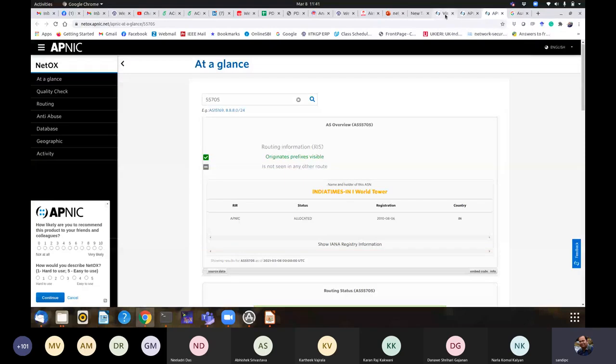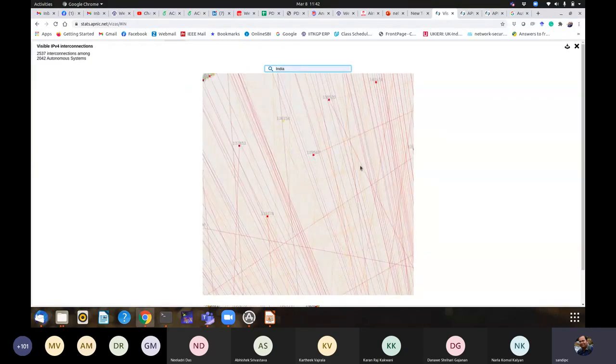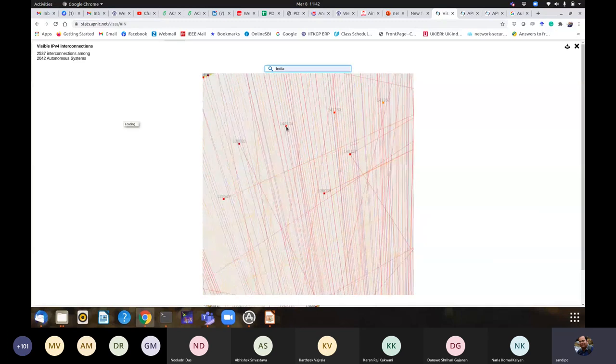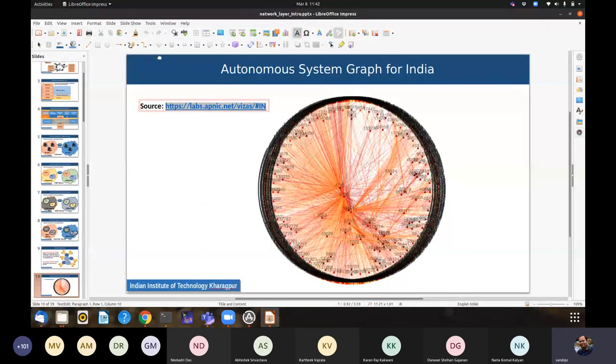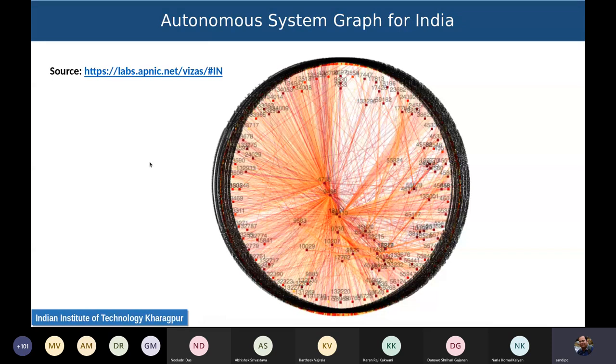IIT Kharagpur has a single autonomous system number. So try to find out the autonomous system number of IIT Kharagpur and put it here, and see the details of that. I remember I was once able to find it from this graph, but I forgot the exact number. This is a good exercise that will give you an idea about which other autonomous systems or internet service providers' networks IIT Kharagpur is connected to, and its entire details.